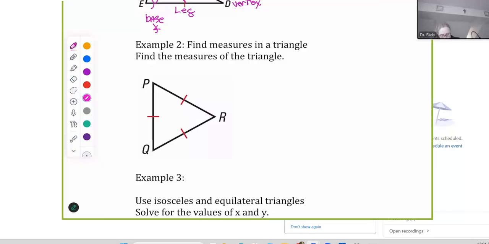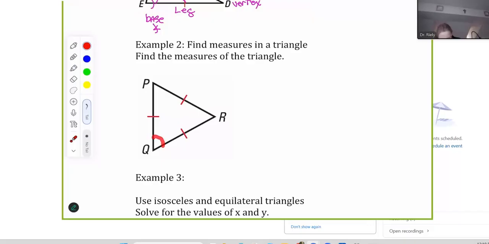So if I were to label these, hang on one sec. Okay, so sorry, my pen died. Find measures in this triangle. So I see that these sides are all marked.